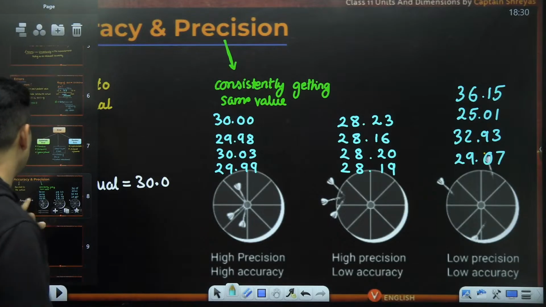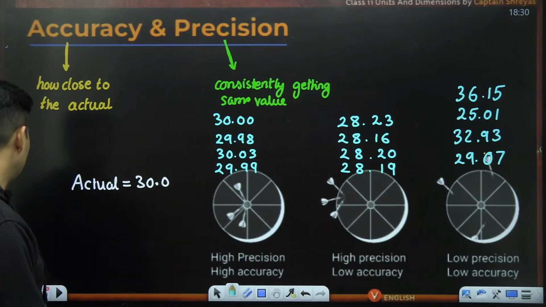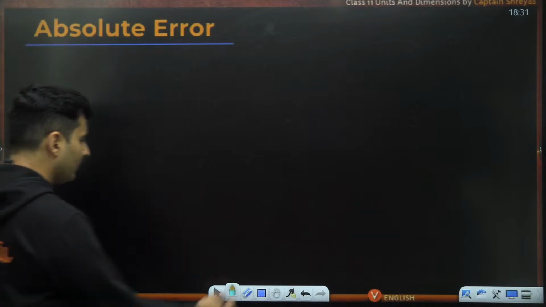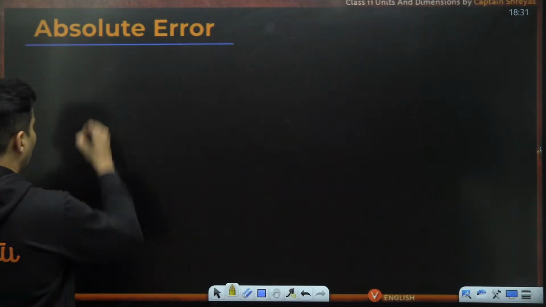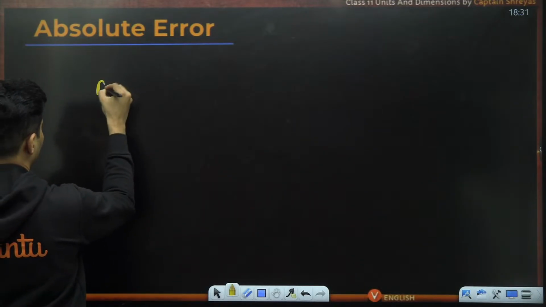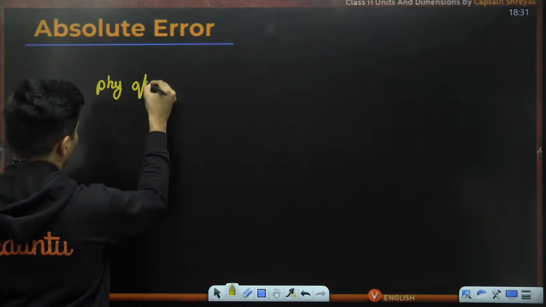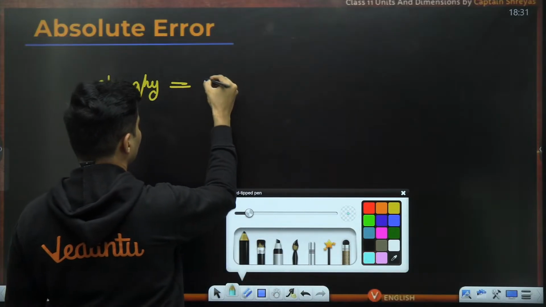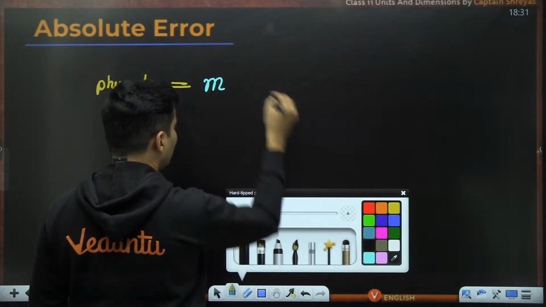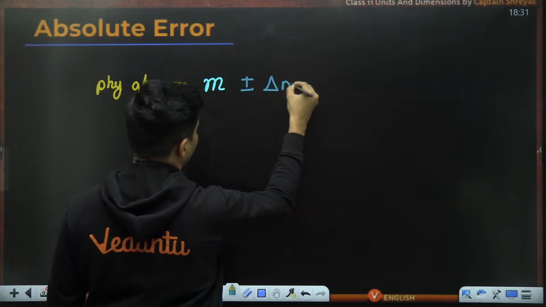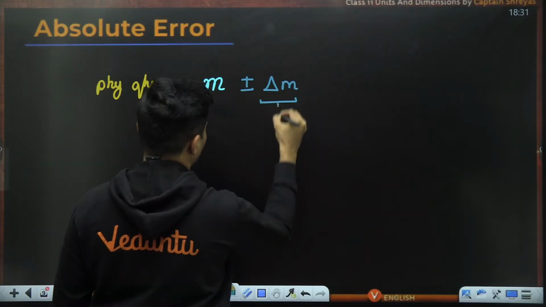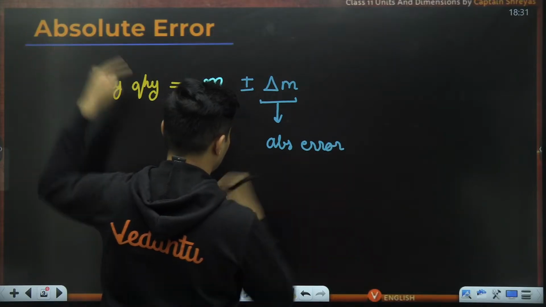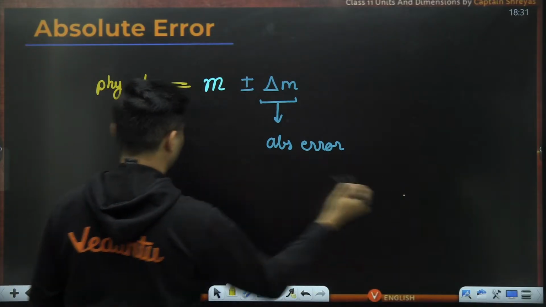This is also clear. What is the meaning of accuracy and precision? This is also done. So now absolute error, relative error, and percentage error. Let's go one by one. If our physical quantity has been represented as some m, and then I put plus minus delta m, this delta m is what is called your absolute error in the measurement.